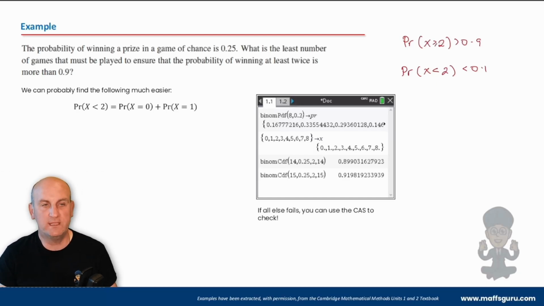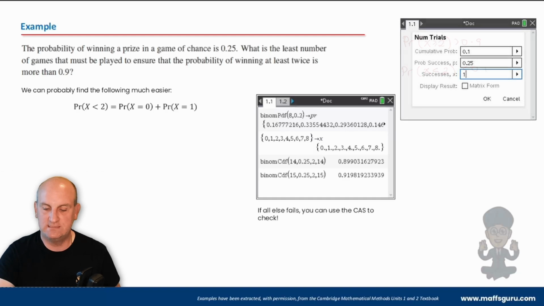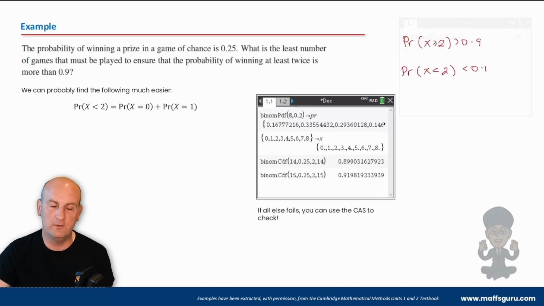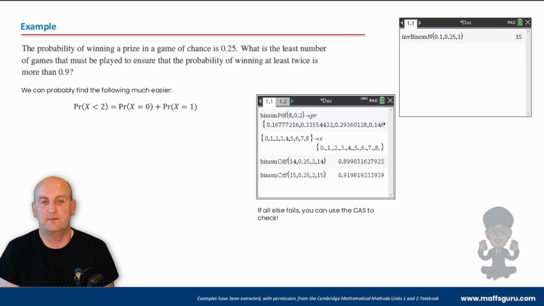So what is my cumulative probability? Well, the first thing, it wants my cumulative probability to be 0.1. It wants my probability of success, what did we say, to be 0.25? And the number of successes has got to be up to and including, not 2. In this case, it's going to be 1. I don't worry about matrix form. I'm just going to put equal, and lo and behold, can you believe that that value there comes out to be 15? Ka-ching. One calculator function, saving all that hard work.